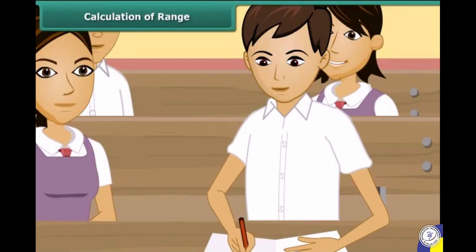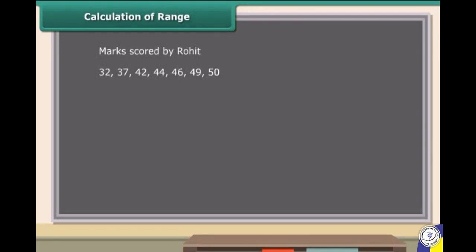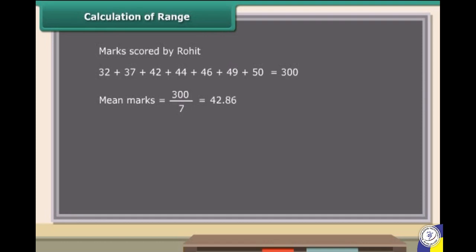Rohit is an intelligent and very studious boy in the class. He gave his maths test 7 times to improve his marks. The data shown here is displaying the marks scored by Rohit. Can you calculate the mean test marks of Rohit? Let us first add up the marks, and the sum is 300. We know he gave the maths test 7 times. So the mean marks of Rohit are equal to 300 divided by 7, which is equal to 42.86.